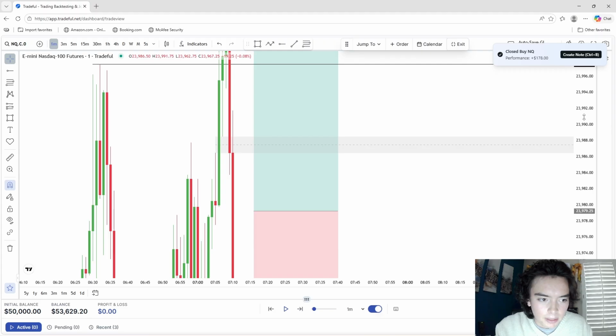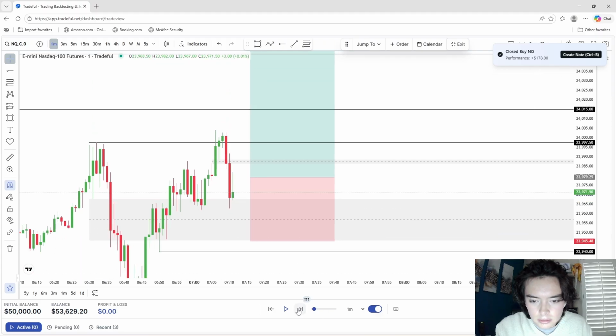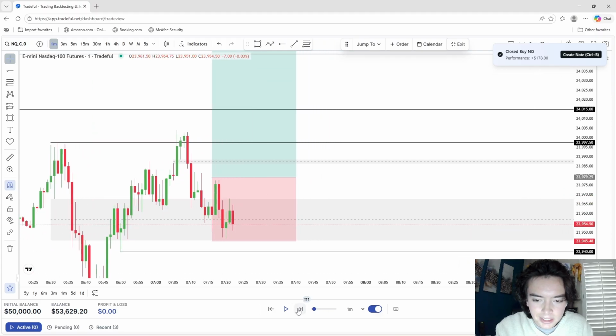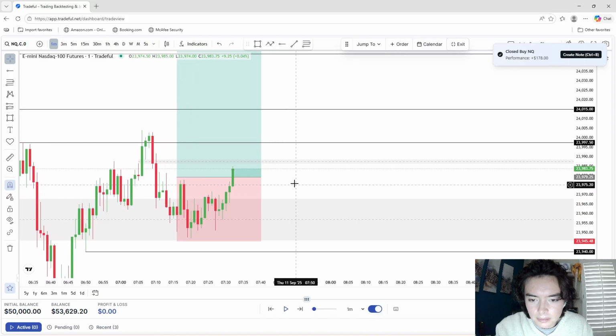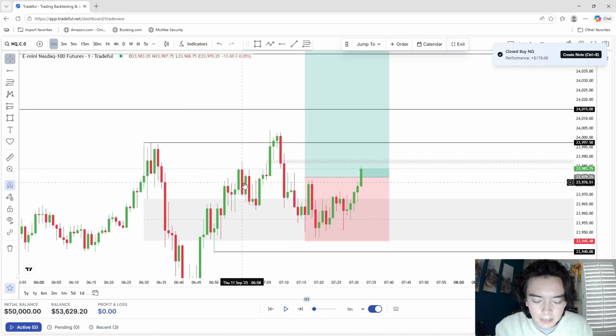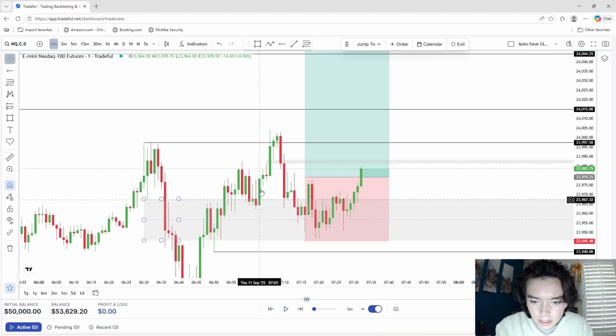And we end up just getting break even. So, I mean, we didn't get stopped out, but honestly, I didn't like how we even entered this trade. Like, this consolidation wasn't the best. And then we did end up taking TP1.